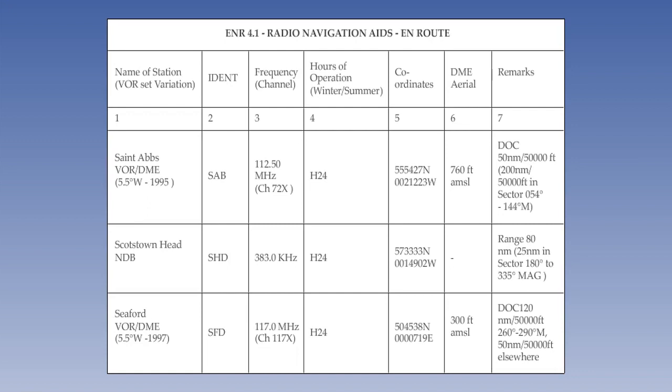Information regarding certain en route radio navigation aids is shown in tabular form. From the table can be found the name of the aid, its Morse code identifier, its frequency, the hours of operation, its geographical position in latitude and longitude, the height of the aerial if it is a DME, and finally, any remarks concerning its operational limitations.